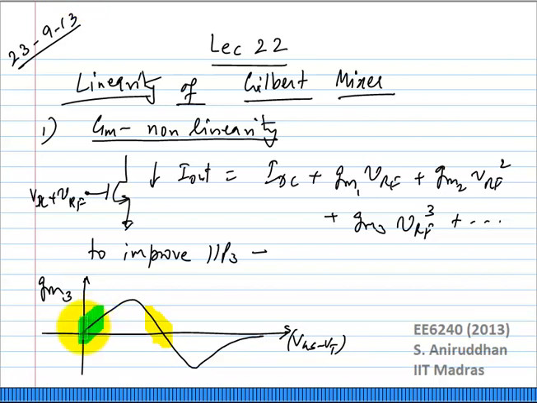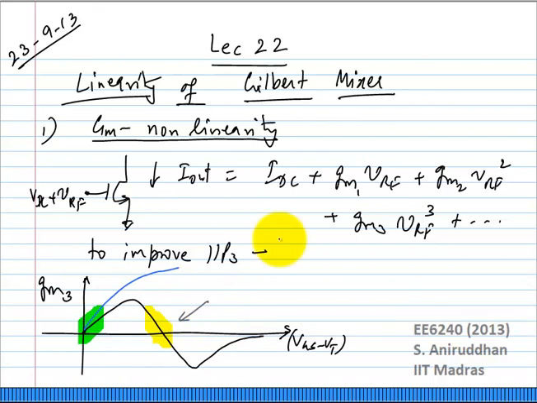GM1 will be very small, right? If you make VGS minus VT very small, GM1 will also be very small. Remember, GM1 looks something like this. Okay, so you don't want to be operating at this end of the curve. You want to be operating somewhere here.